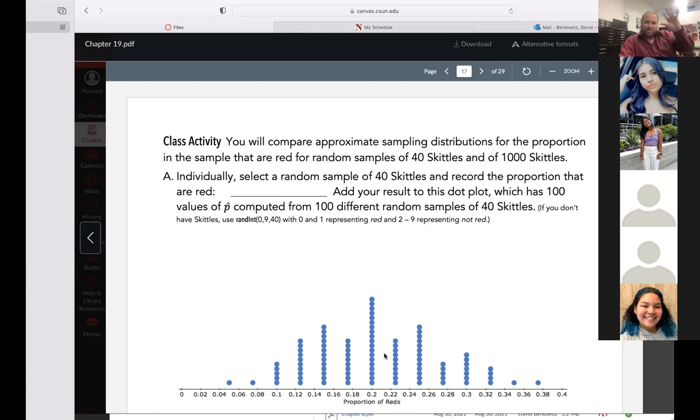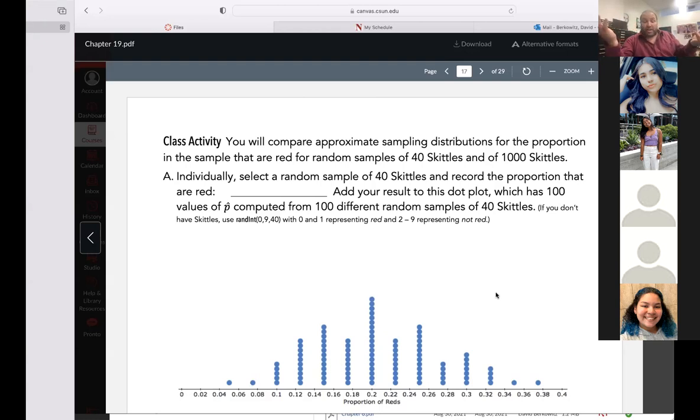Is everyone following this scenario that is occurring here? Yes. Okay, so this seems reasonable. You take 40 at a time. We know the true value is 20%. So usually it'll be somewhere in the vicinity of 20%.